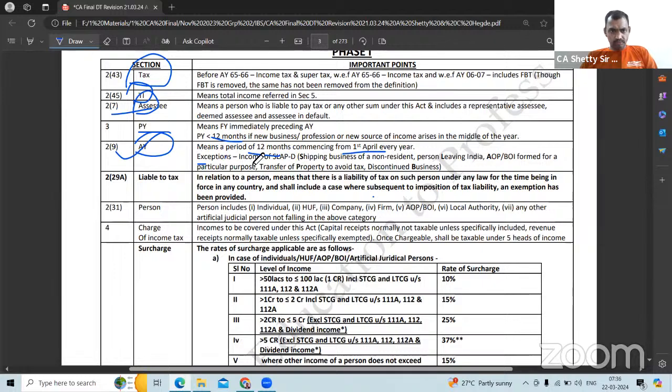Exceptions: income of slab D, shipping business of a non-resident, person leaving India, AOP or BOI formed for a particular purpose, transfer of property to avoid tax, discontinued business.